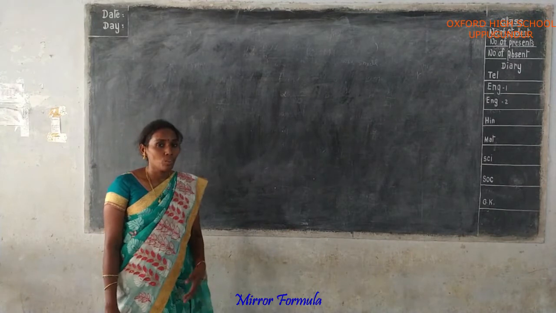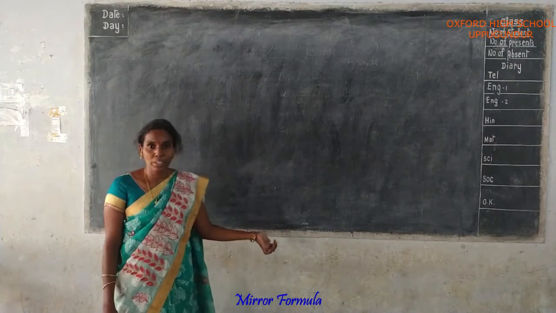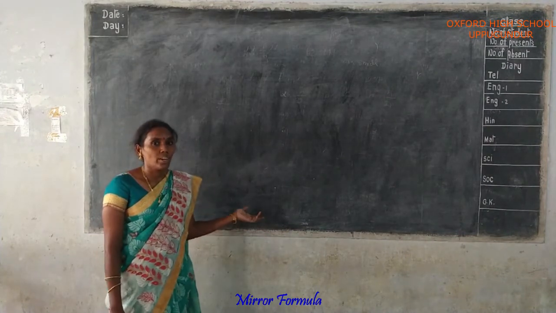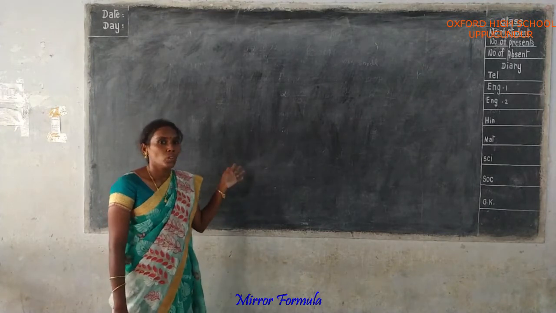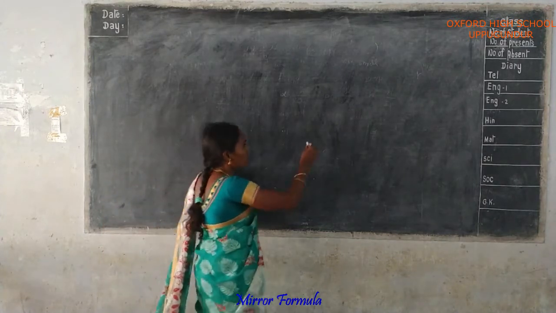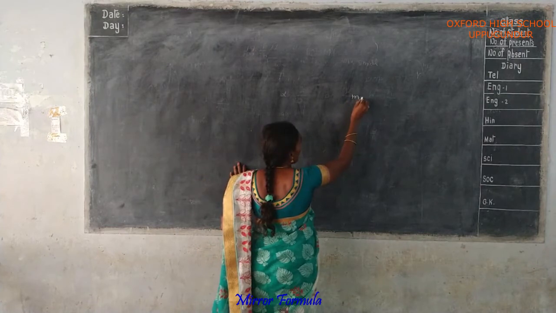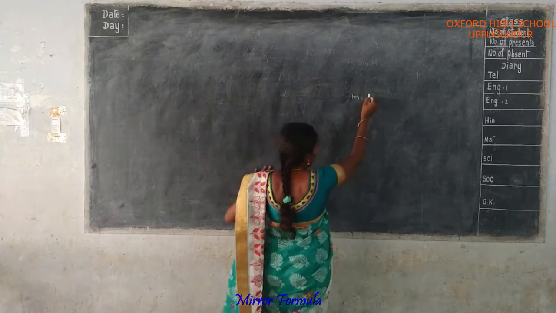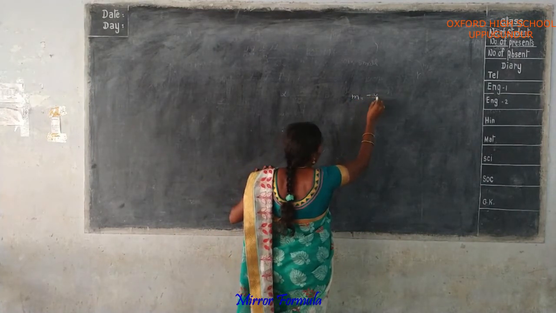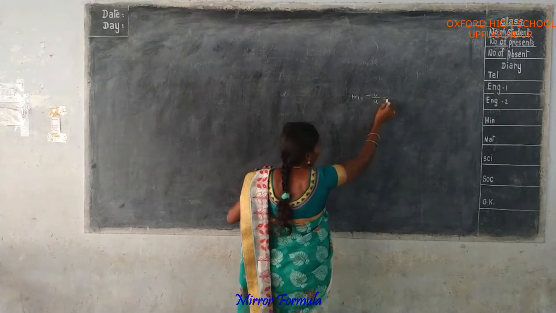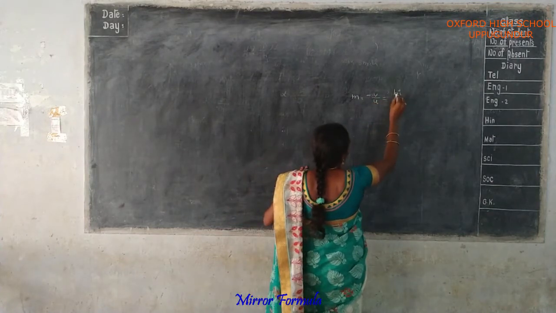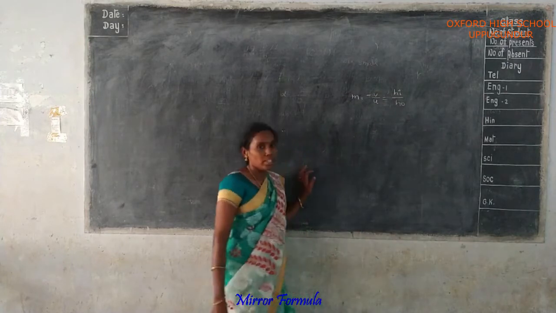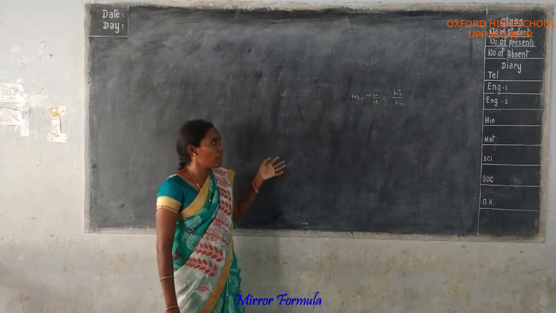In the previous class we discussed the mirror formula. In this class I have to explain the magnification. Magnification is generally represented by the letter small m. Magnification is nothing but the ratio of image distance to object distance, or height of the image by height of the object.